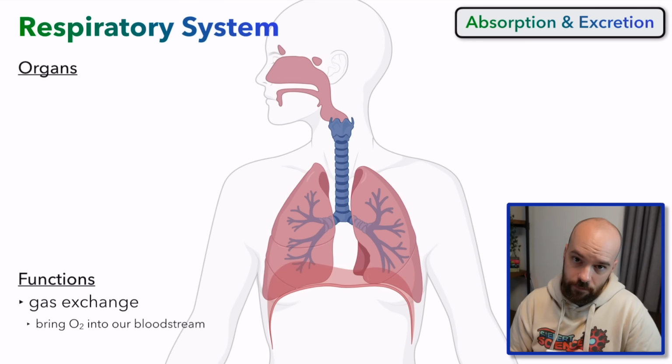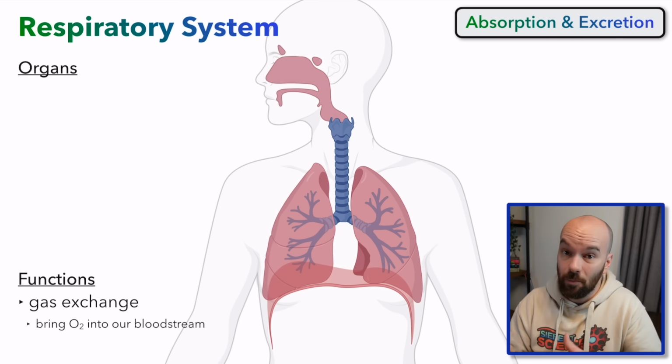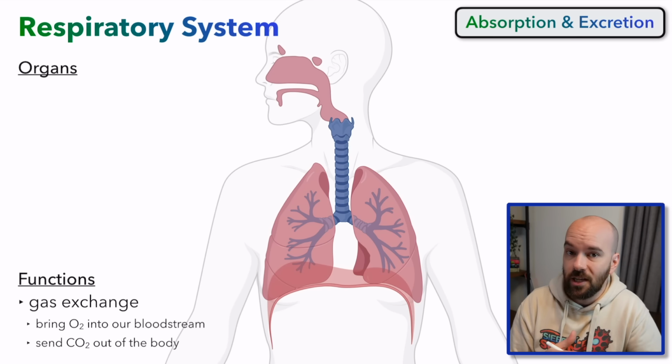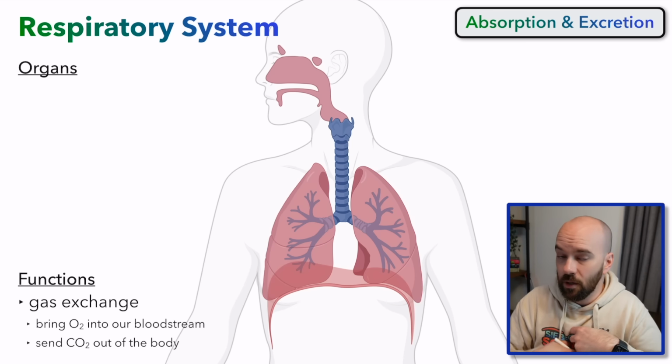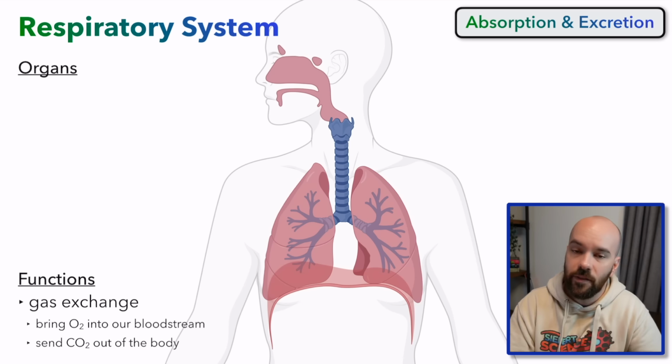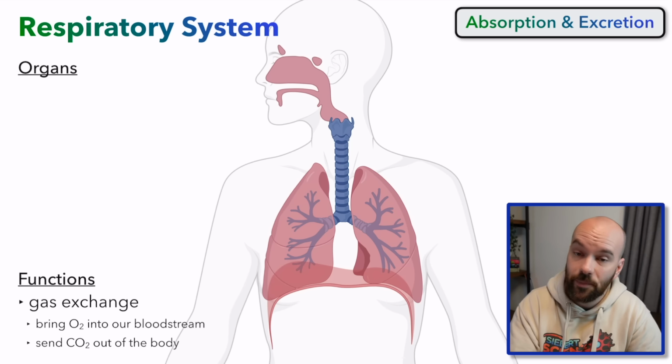into our bloodstream. First, we bring it into our respiratory system by breathing in, but then ultimately it's got to get into our bloodstream. And then the other part of that exchange is we're going to send CO2 out of the body. So we'll pull that CO2 out of our blood into our lungs, and then we'll breathe it out so we get rid of that CO2 that we don't need. So that's the main function of this. Again, we're bringing something in, sending something out of the body here.